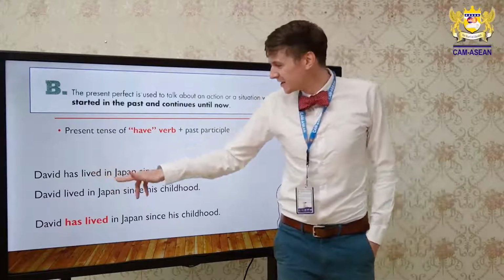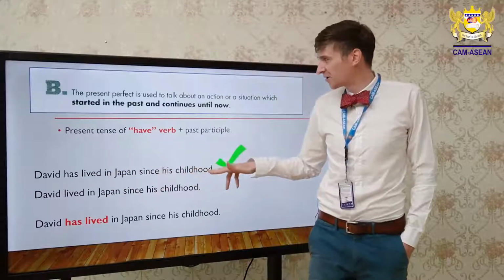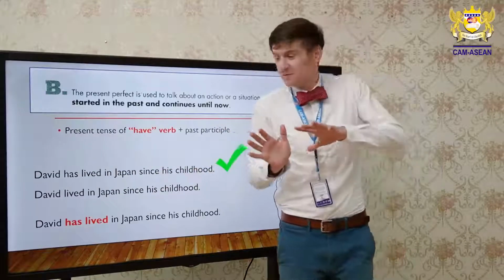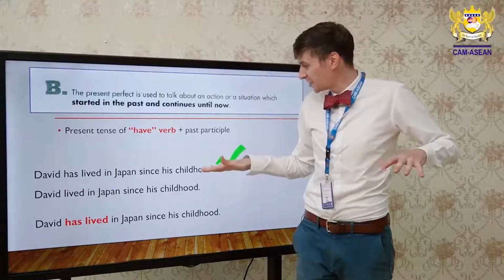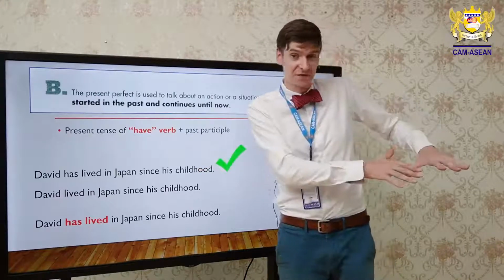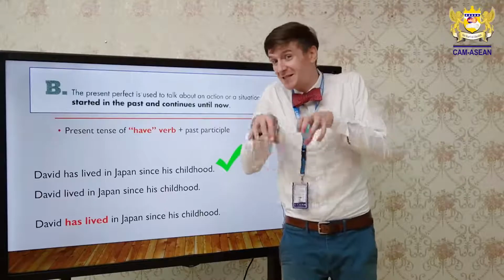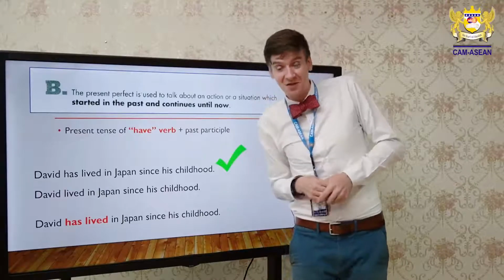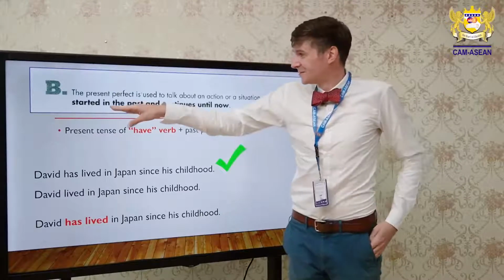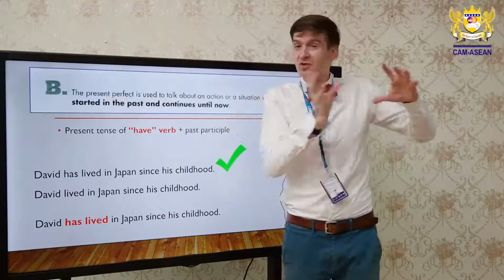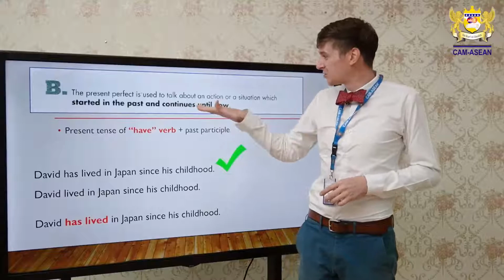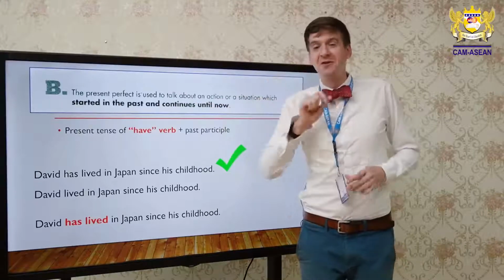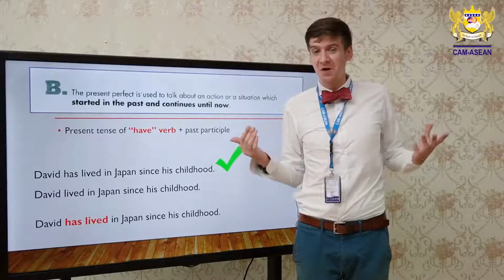David has lived in Japan since his childhood. It means that David has lived in Japan. He lived in Japan when he was a child. And he still lives in Japan. Started in the past. David started living in Japan as a child and continues until now. He is still living in Japan. All right.